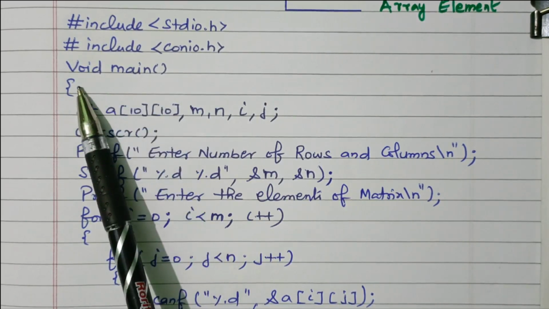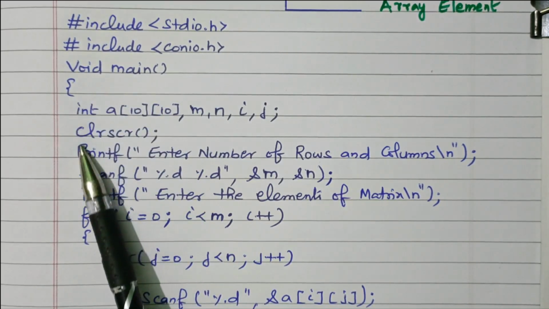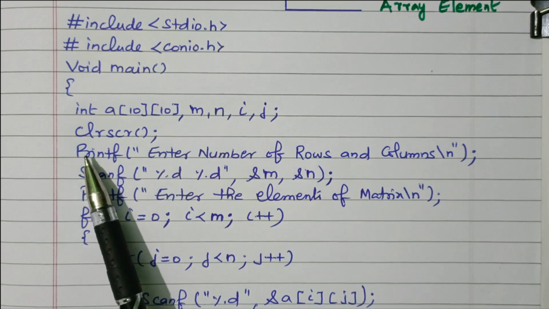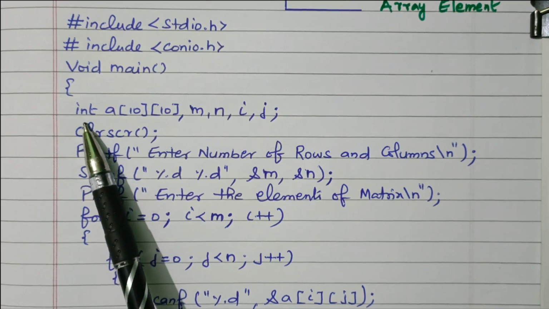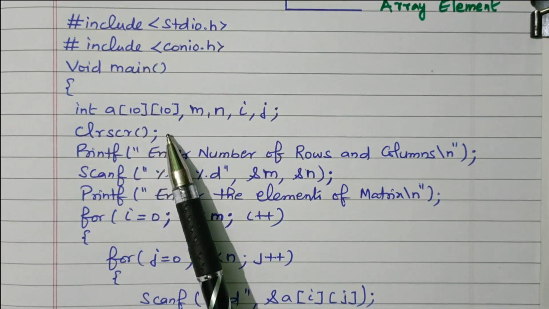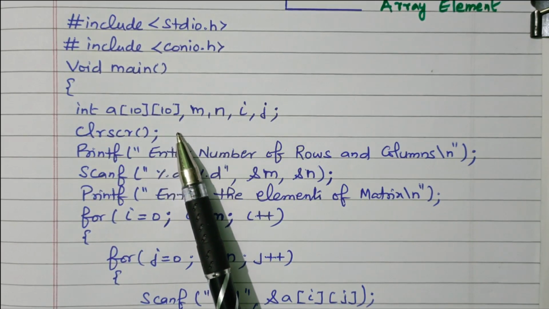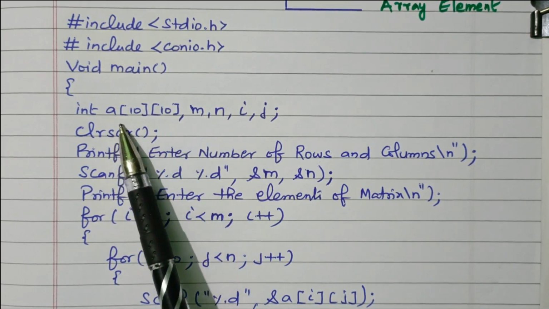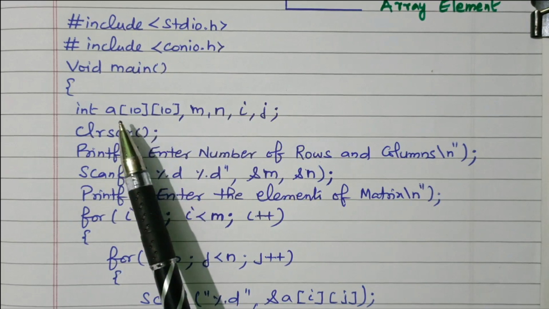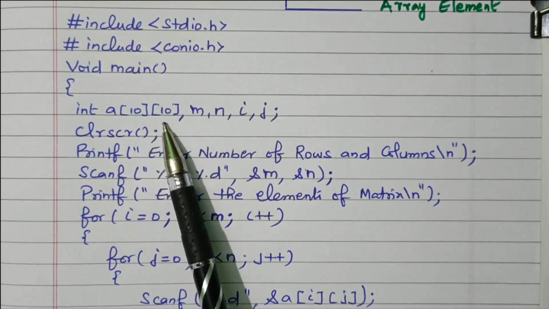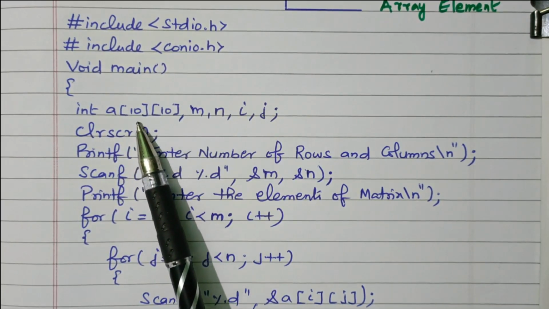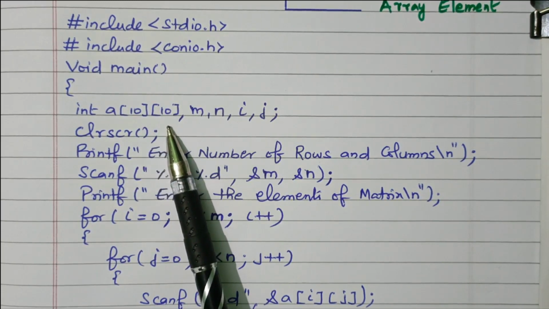void main. Open the braces. So hereafter we can write the coding section. Right. The first step is we need to declare the variables. In this program we are going to display the two-dimensional array. So we need to declare a two-dimensional array A[10][10]. This first 10 indicates row size, this second 10 indicates column size.